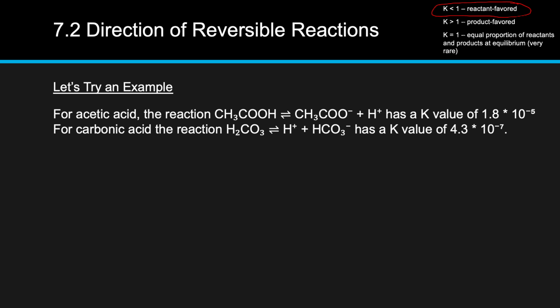So if we look at the two K values, you can see that carbonic acid has a lower K value than acetic acid does. That means it will not go as far forward as acetic acid will, even though both are reactant favored. Since the concentration of carbonic acid will be higher than the concentration of acetic acid, we know that acetic acid will produce more H plus ions than carbonic acid will. So since acetic acid will produce more H plus ions, we can evaluate that acetic acid is going to be a stronger acid than carbonic acid at the same concentration.